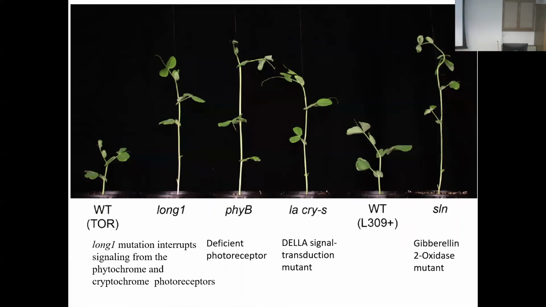This is the wild type. This is super tall. This is a tall. This is a super tall. And this one involves phytochrome signaling. The next one is a phytochrome mutant itself. The next one, this is the DELLA signal transduction mutant. This one is another wild type on a different background. And here is this plant where the breakdown of GA1 has been inhibited.